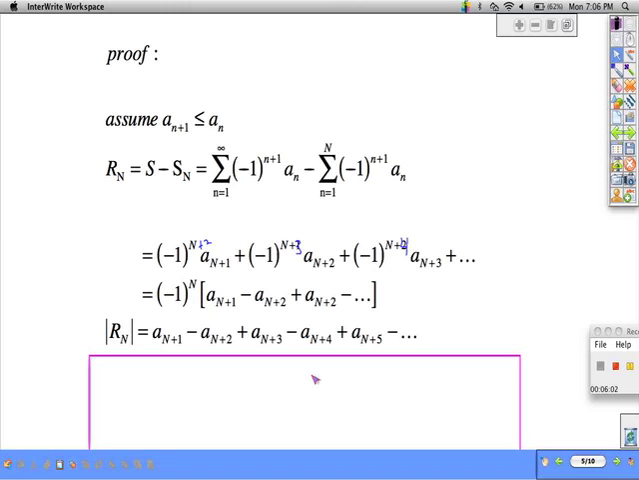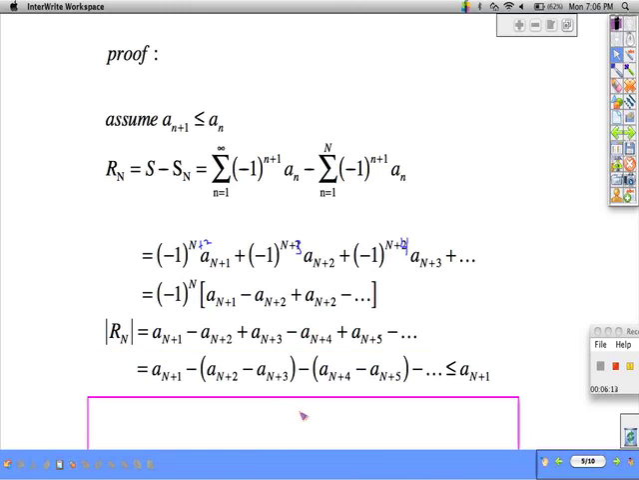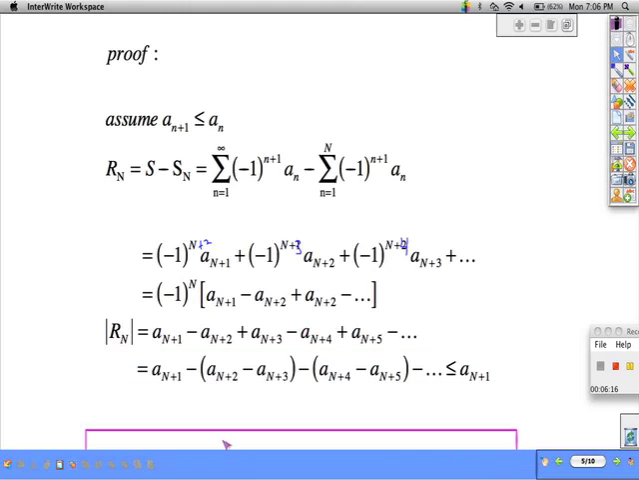If I'm looking at the absolute value of the remainder, the negative 1 to the n goes away, and I have this alternating series. I can group this together, and what I see is that I have a sub n plus 1 minus a positive number minus another positive number. So that is always going to end up being less than or equal to that next a sub n term.